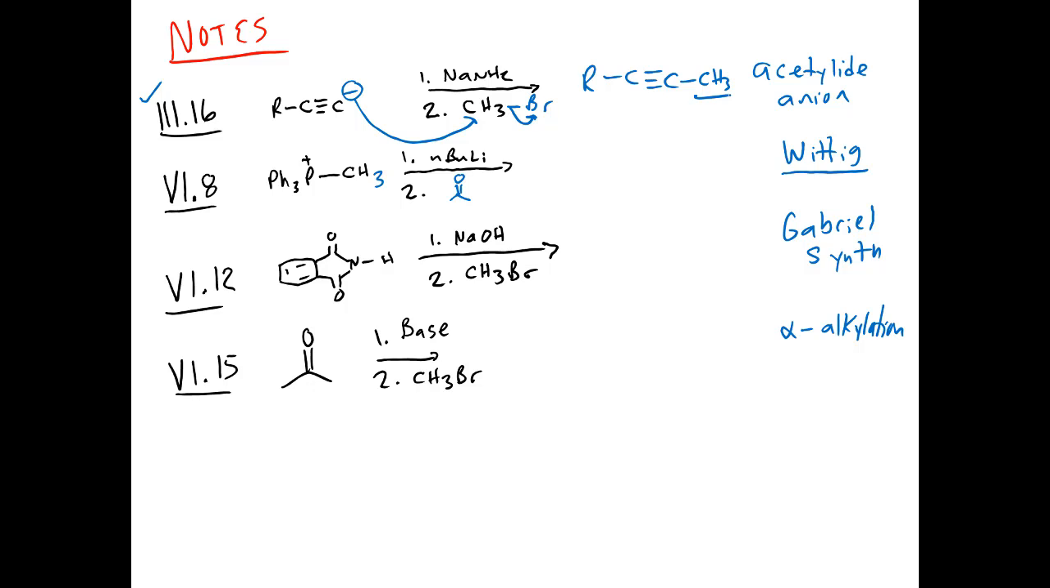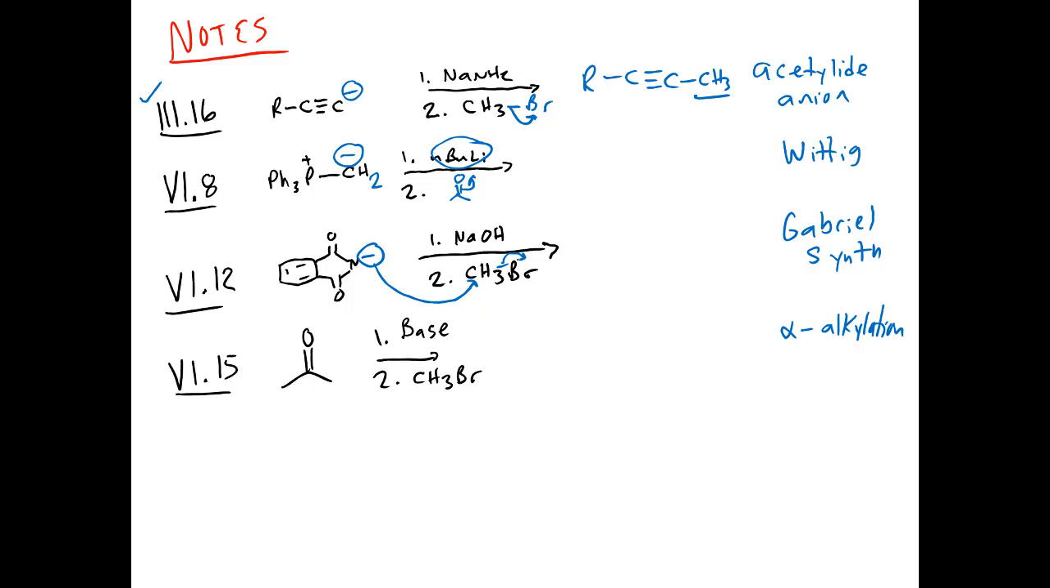In lesson 6.8, we learned the Wittig reaction, which starts by making a phosphonium salt and then using butyllithium as the base to take off one of the 3 H's, in this case here, one of the H's adjacent to the positively charged phosphorus. And the first step of the Wittig reaction is to do the nucleophilic addition to that carbonyl. In lesson 6.12, we talked about the Gabriel synthesis. And the first step of the Gabriel synthesis is using a base to deprotonate this nitrogen. And then the second step is to use that as the nucleophile to do the SN2 reaction.